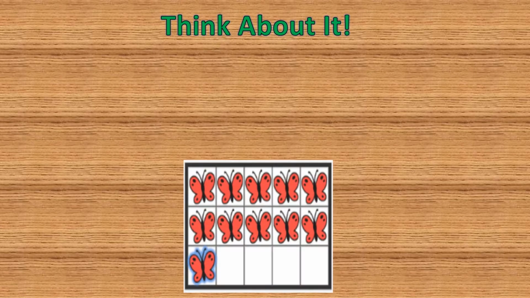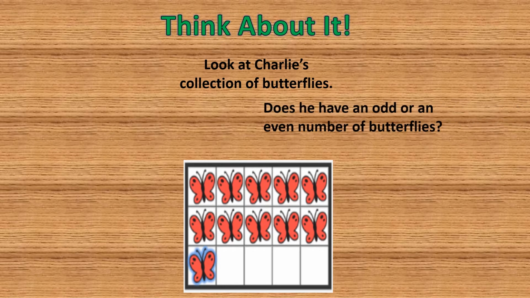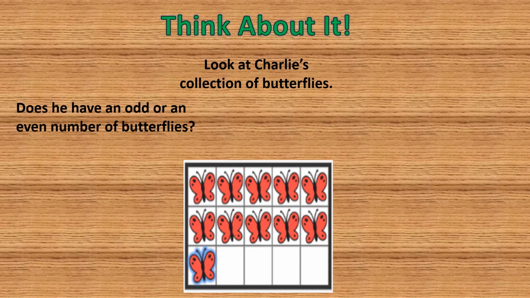So now let's think about something. Take a look at the picture below. Think about what you see. This is Charlie's collection of butterflies. Does he have an odd or an even number of butterflies? Think about those two words, odd and even. Where have you heard them? Where have you seen them? Do you know what they are? And if so, does Charlie have an odd or even number of butterflies?